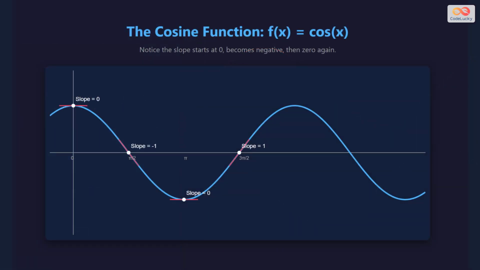Now let's look at the cosine function. It starts at a peak of 1. At the very top of a hill, the slope is 0. As it goes down, the slope becomes negative.